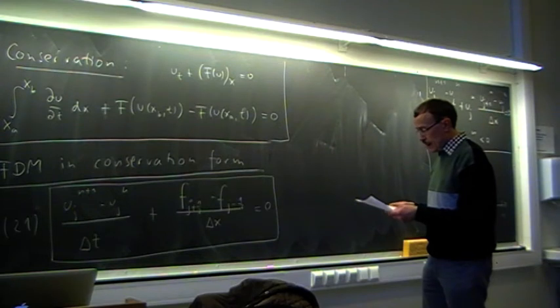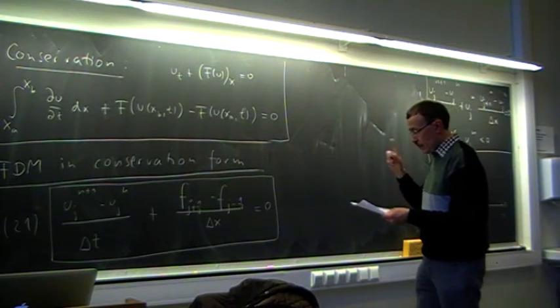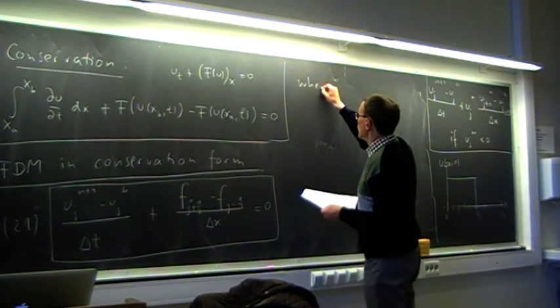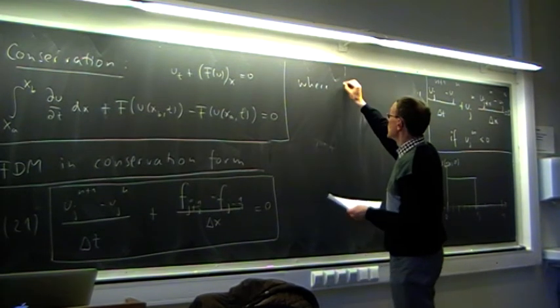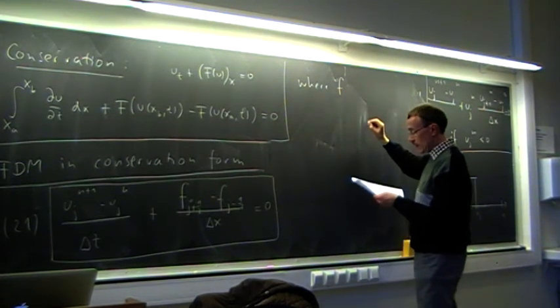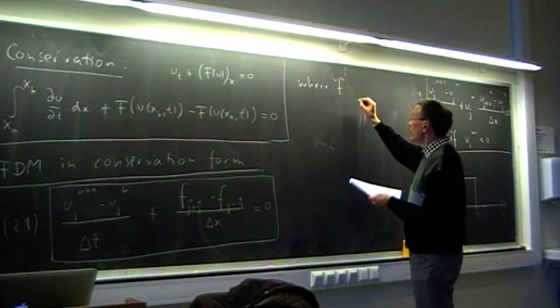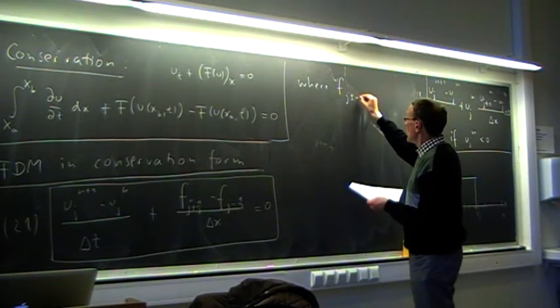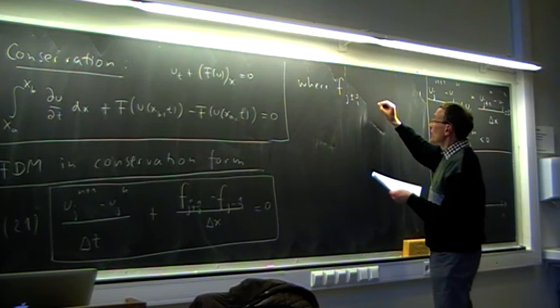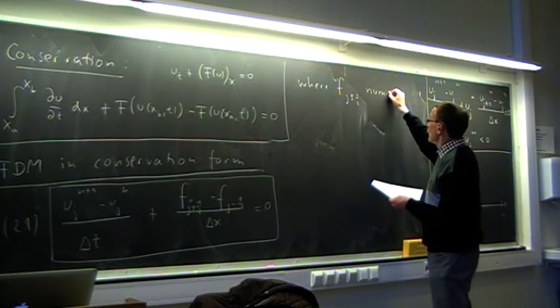So let's make that clear. We have to note what the f was, because we are now introducing the little f here. The little f, j plus or minus 1/2, is called the numerical flux function.